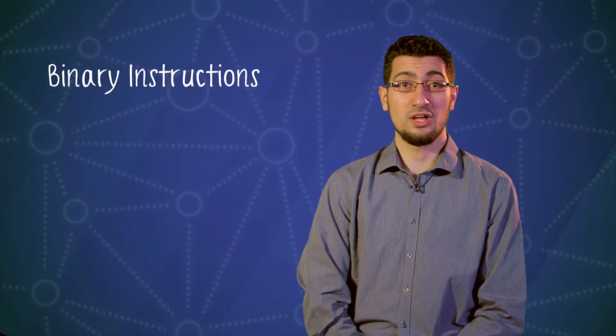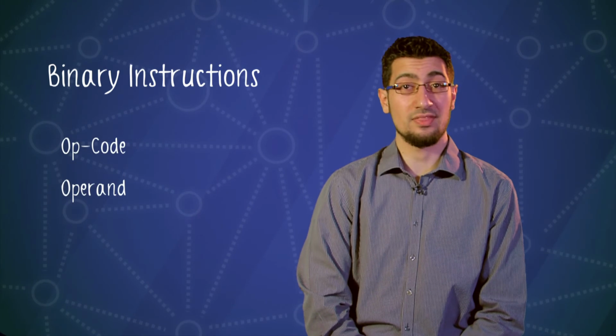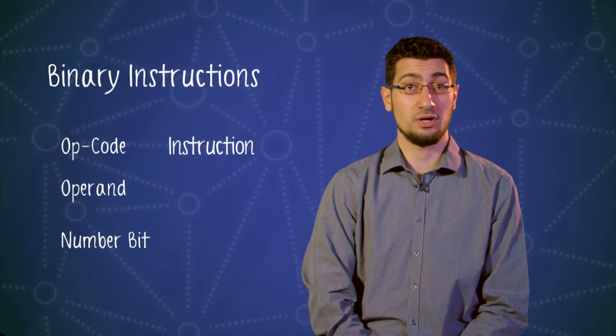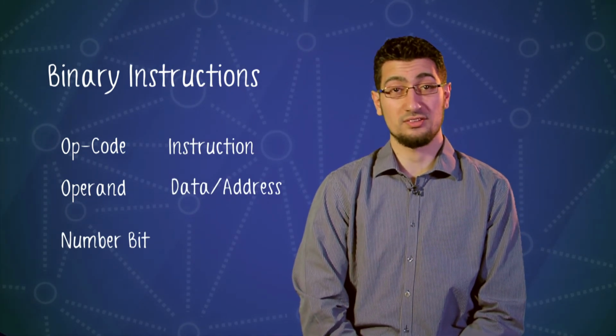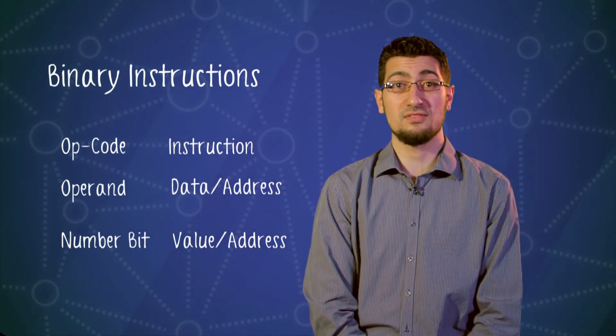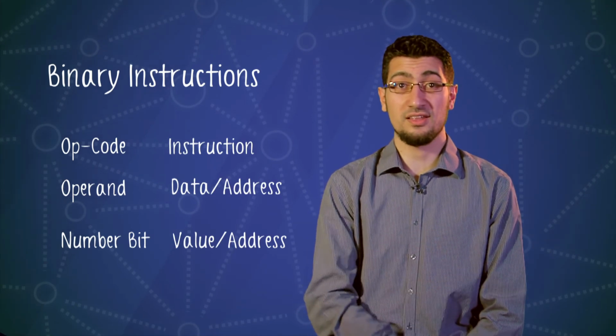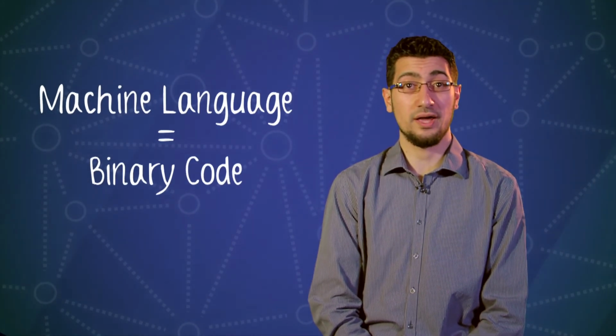To summarize, we have learned that the binary instructions have 3 main parts: the opcode, the operand, and the binary bit. The opcode sets the instruction part. The operand contains either data or an address to be processed, and the number bit, which sits in between the opcode and the operand, tells the computer if the information in the operand is either a value or an address. Mnemonics are used to simplify programming. An assembler is used to convert the instructions to machine language so that the CPU can understand the instruction. Machine language is when the instructions are in binary code.